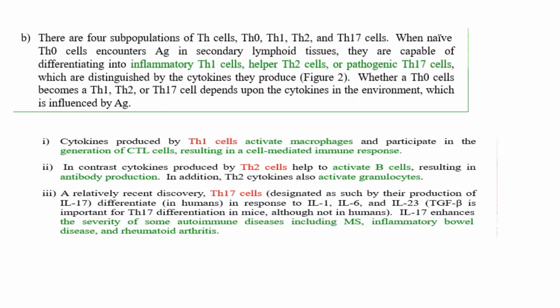while T helper 17 cells, which are designated as such by their production of interleukin 17, differentiate in humans in response to interleukin 1, interleukin 6, and interleukin 23. Interleukin 17 will enhance the severity of some autoimmune diseases, including multiple sclerosis, inflammatory bowel disease, and rheumatoid arthritis. So it is a regulatory T cell.